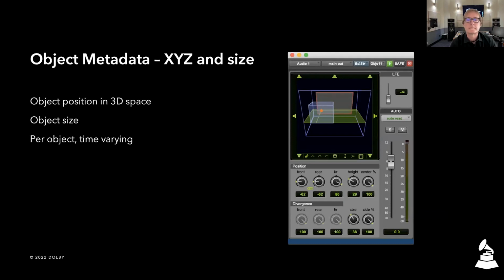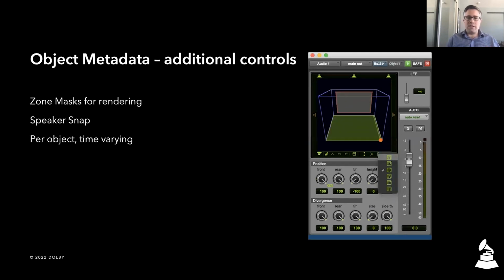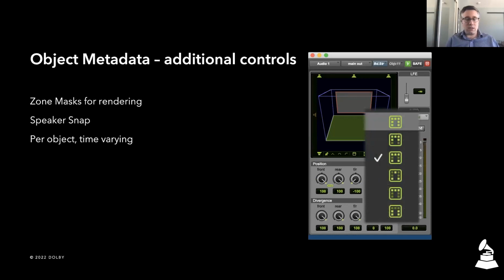In addition to X, Y, Z and size, there are other parts of per object metadata as well. So even within the panner, there are a couple of other controls that get saved as metadata. We have something called zone masks. So this little drop down here, again, using the Pro Tools panner, for example, you may have seen, you may not have seen, but this actually gives you a little bit more control over how an object will be rendered in a space. So you can see these diagrams sort of show some speakers grayed out.